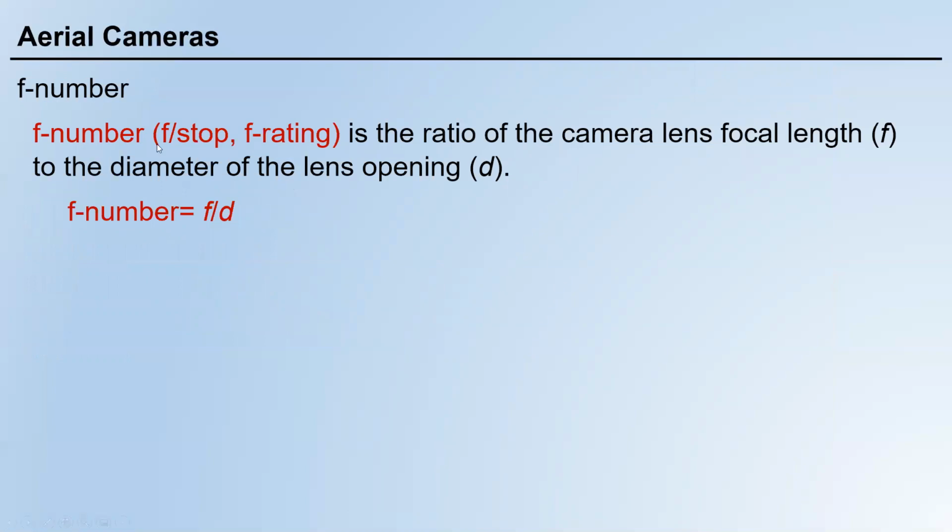Sometimes some people call it f stop or f rating, but you should know f number, f stop, f rating, they are actually the same thing. So it is a ratio. It is the ratio of the camera lens focal length. Okay, we discussed this. F is the distance between the film and the lens system. Okay, it is the ratio of f to the diameter of the lens opening, which is d.